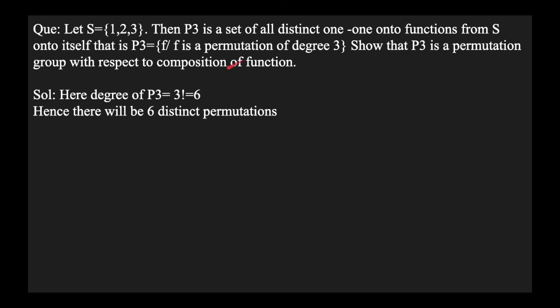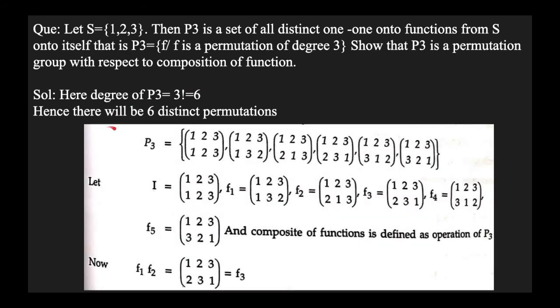Here, the degree of P3 is 3. So that means we will have 6 distinct permutations, that is 3 factorial, which is 6. And what are they? The set P3 will be like this. There are 6 permutations. The upper entries will be the same: 1 2 3. Now, what are the permutations of 1 2 3? There are 6 possible entries: 1 2 3, 1 3 2, 2 1 3, 2 3 1, 3 1 2, and 3 2 1. So these are all the possible 6 entries.